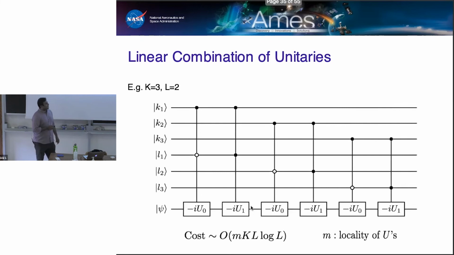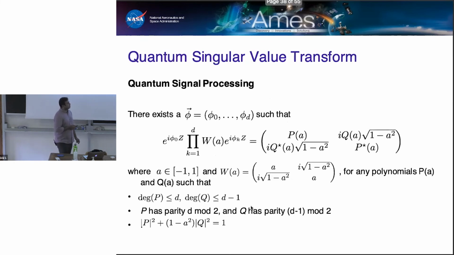So now I would like to briefly mention the quantum singular value transform method, which is actually a pretty recent development. But I would like to mention it nevertheless. There's this remarkable theorem which goes by the name of quantum signal processing, and which Giacomo also talked about yesterday a little bit: for any polynomials P(A) and Q(A) which satisfy these fairly reasonable constraints.